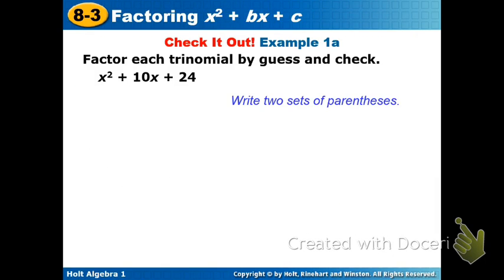Let's do this one. Okay, let's do this one. X squared plus 10x plus 24.